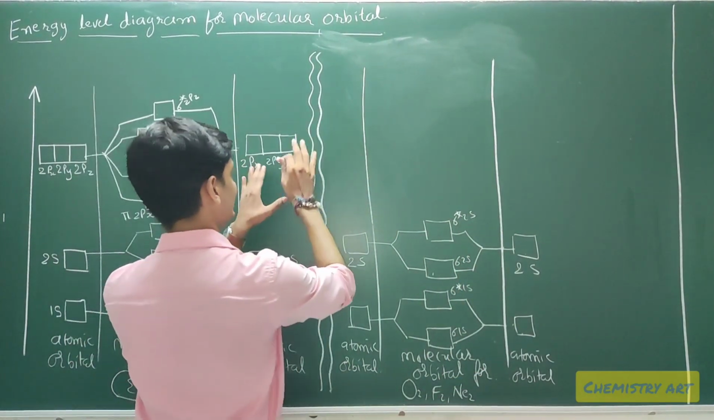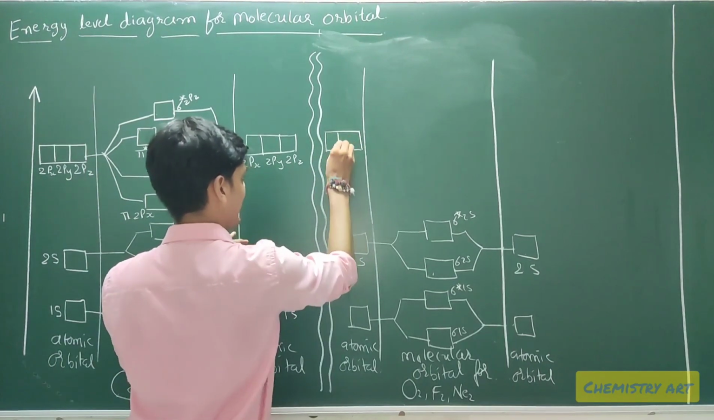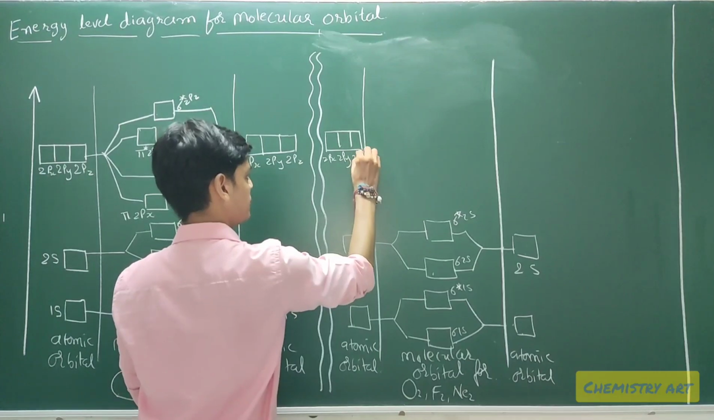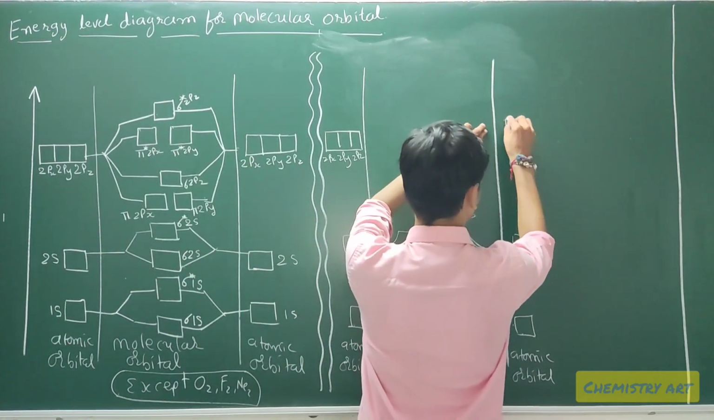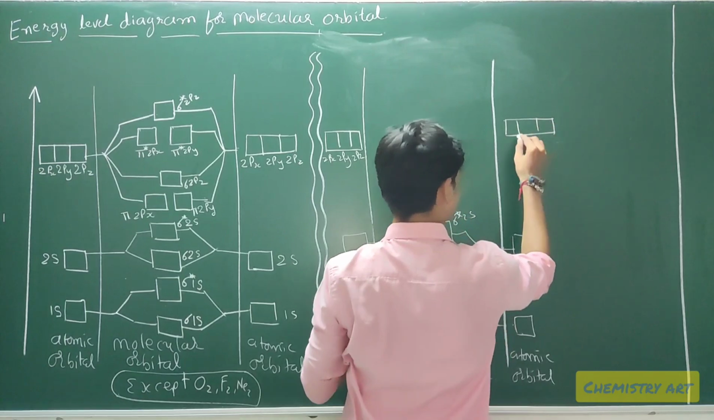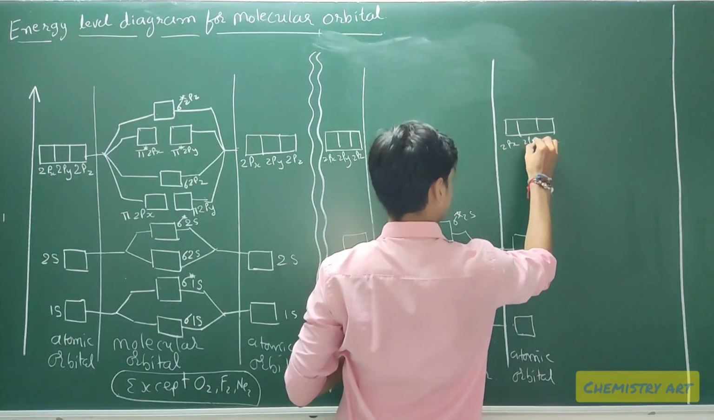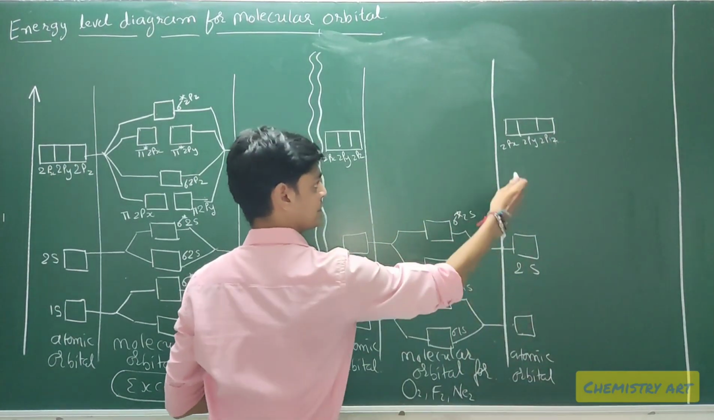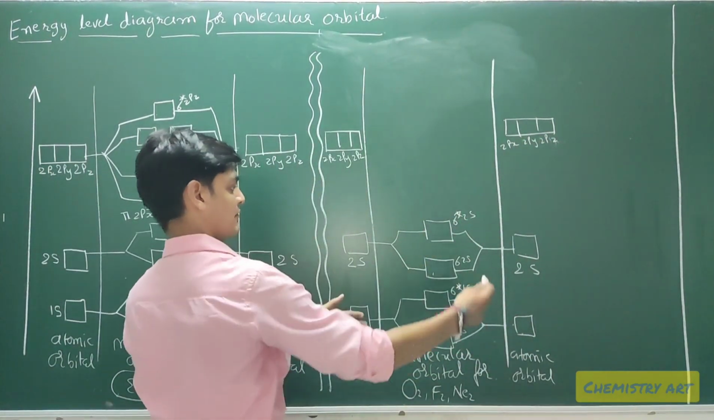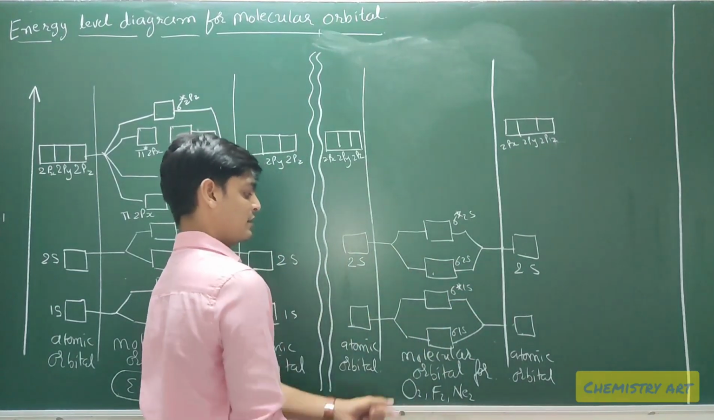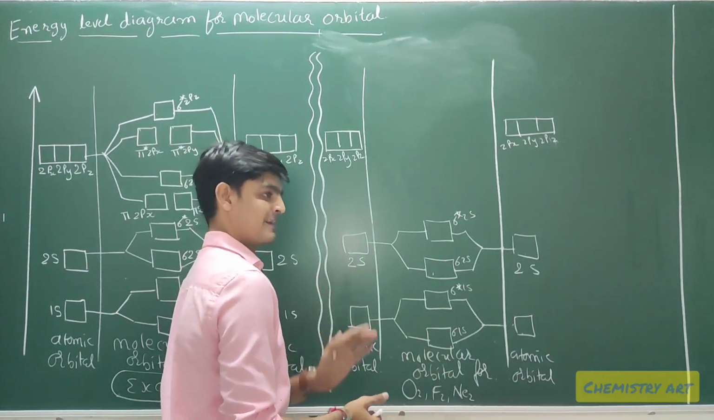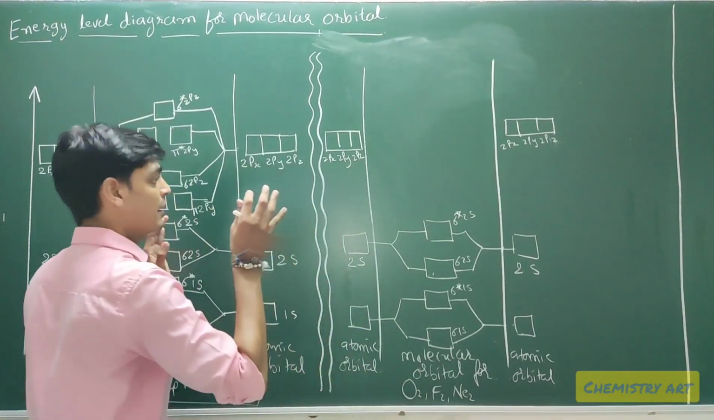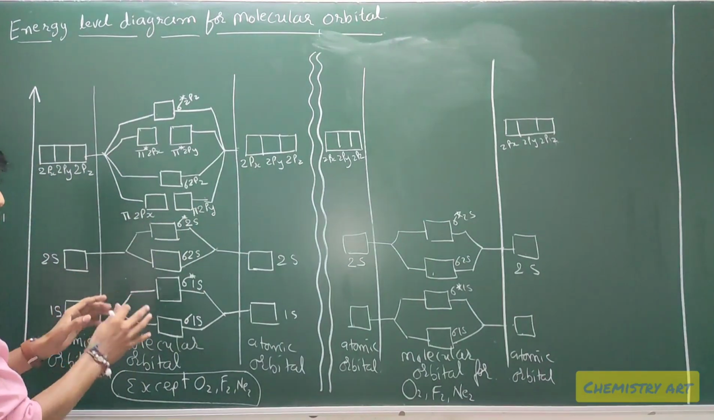Now the main difference is here. Here we are having 2px, 2py, 2pz, and here another atom's 2px, 2py, 2pz. Once again, these are the atomic orbitals. When they are combining, they are forming molecular orbitals for the special molecules like O2, F2, Ne2.